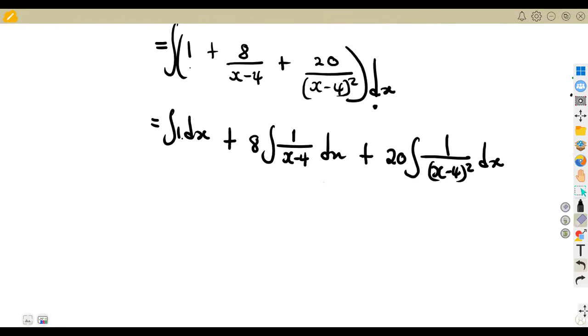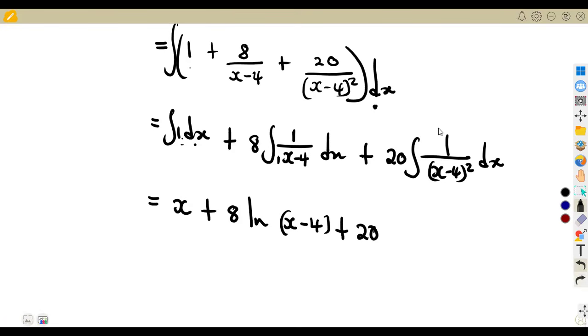And we are supposed to integrate each and every term that we are given. So the integral of 1 with respect to x will be x. Plus 8 times the integral of 1 over x, remember that's a ln. We're going to have ln of x minus 4. We were supposed to divide by the coefficient of x, but that one is a 1. So it was supposed to be 8 over 1, and 8 over 1 does not change. It's just 8. Plus 20, we're going to have the integral of this. That is the integral of that part there. What are we going to have?